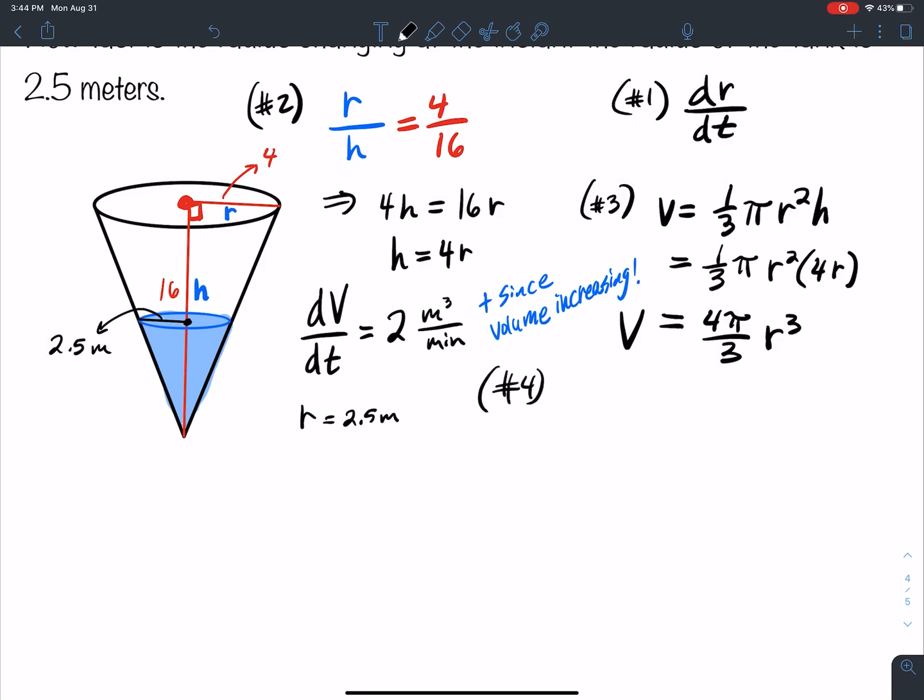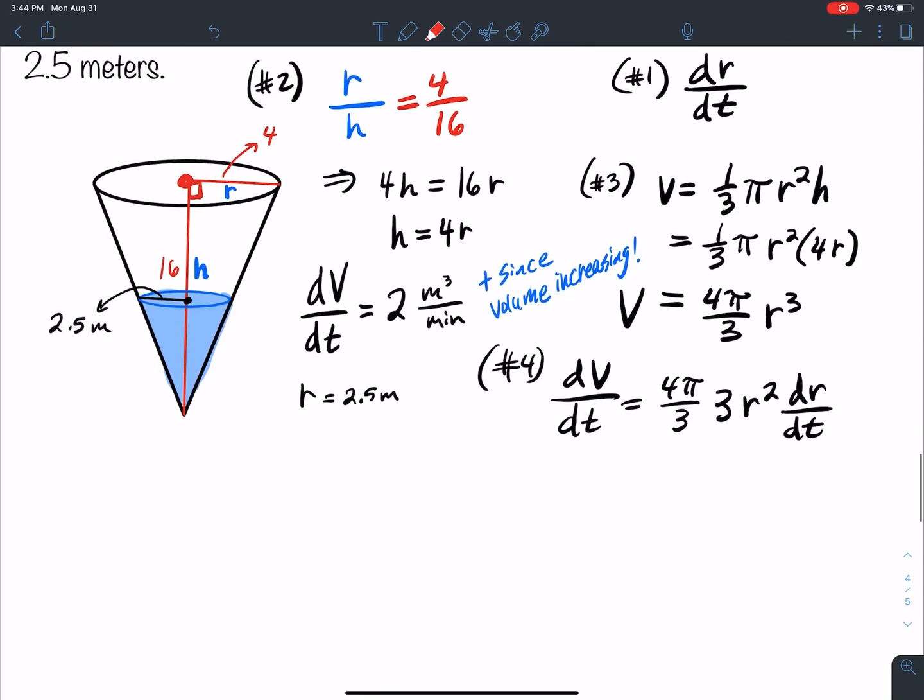Now, number 4 says take the derivative with respect to time. So the derivative of V is dV/dt. And then I'm going to pull the constant out front, and I'm going to take the derivative of something cubed, which is 3 times something raised to the 2, multiplied by the derivative of the inside. The derivative with respect to t of r is dr/dt. So now I'm going to start plugging in, okay? What can I plug in here? Well, maybe not yet. Let's simplify this. These 3's cancel, so I just get 4 pi.